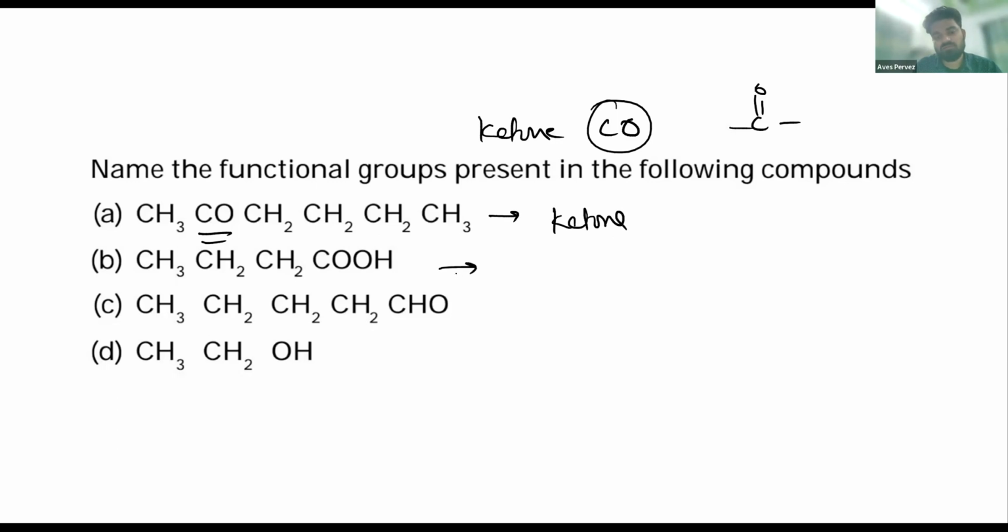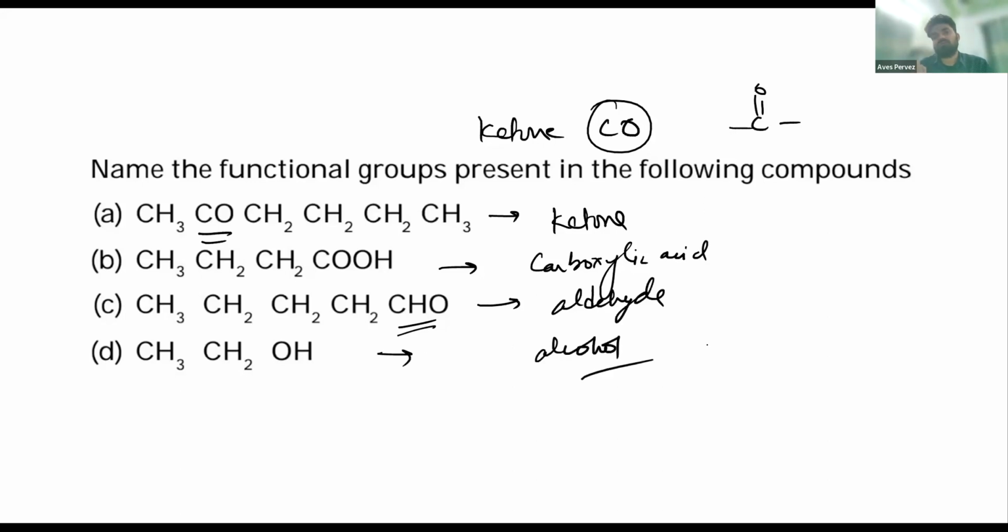This one? Take the help of your notes that you have copied. Carboxylic acid. Yes, this is carboxylic acid. Adil, you need to answer: what is the functional group of this one? Sir, aldehyde. Yes, it is aldehyde, CHO. And this is alcohol. Adil, are you there? Yes, sir. So why are you not answering the question?